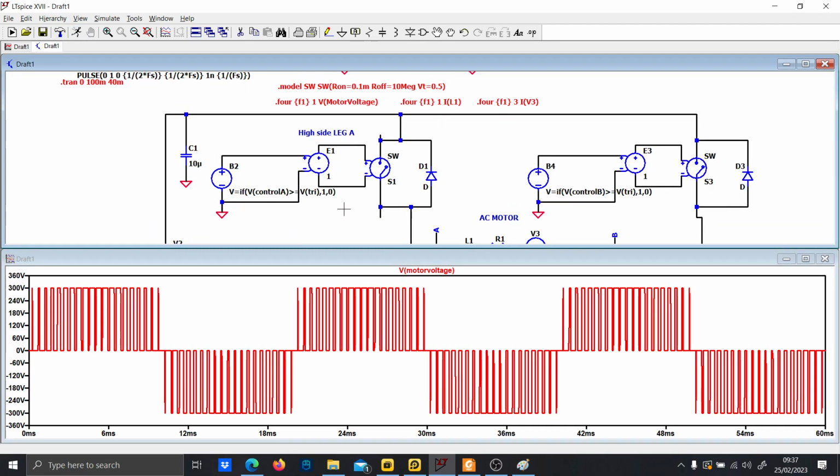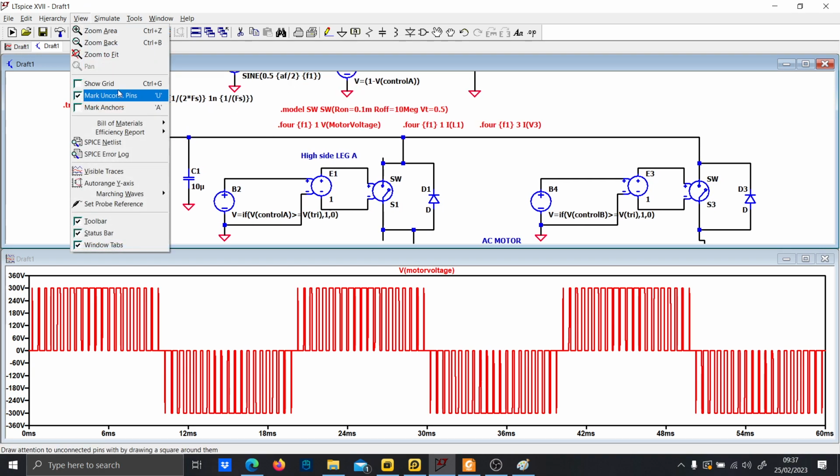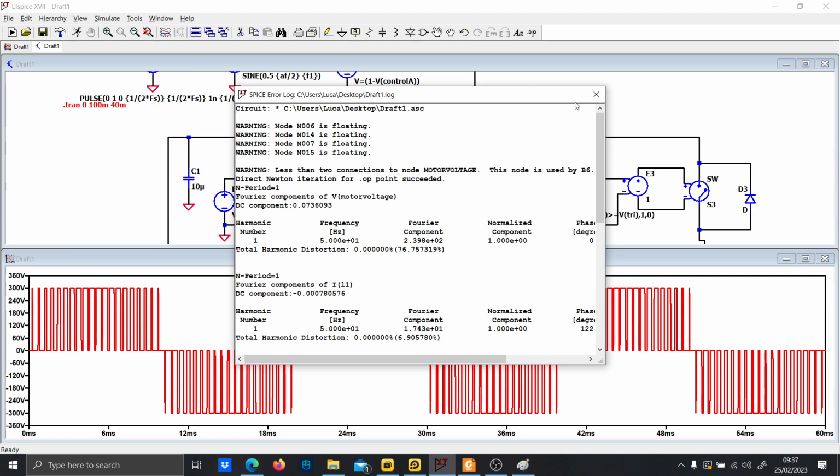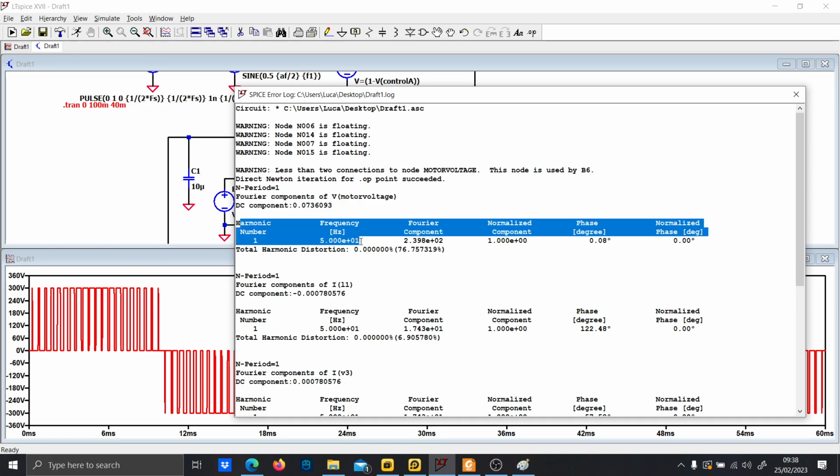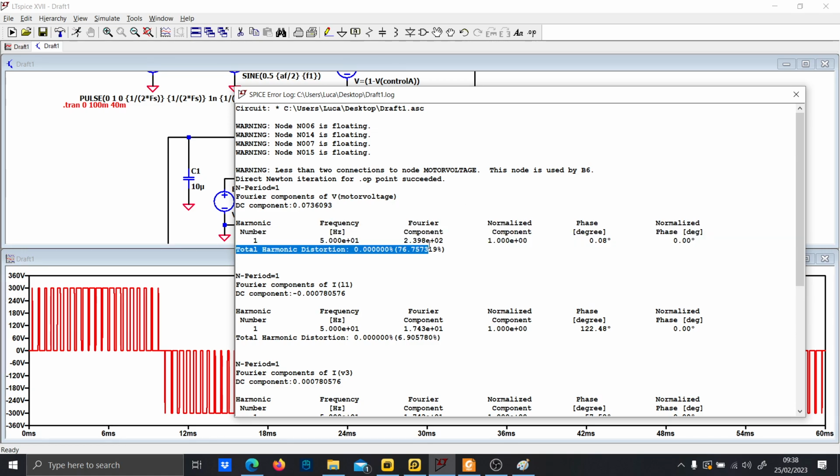Okay, nothing has happened. By the way, I forgot to check the switching nodes. So let's view this on the error log. Oh, so now as you can see, something is happening. The first harmonic frequency, the fundamental frequency, is at 50 Hz, as we know. And this gives the value of the Fourier component, phase degree, normalized phase degree, and it is calculating the total harmonic distortion. So how the first frequency harmonic distorts with respect to the others.